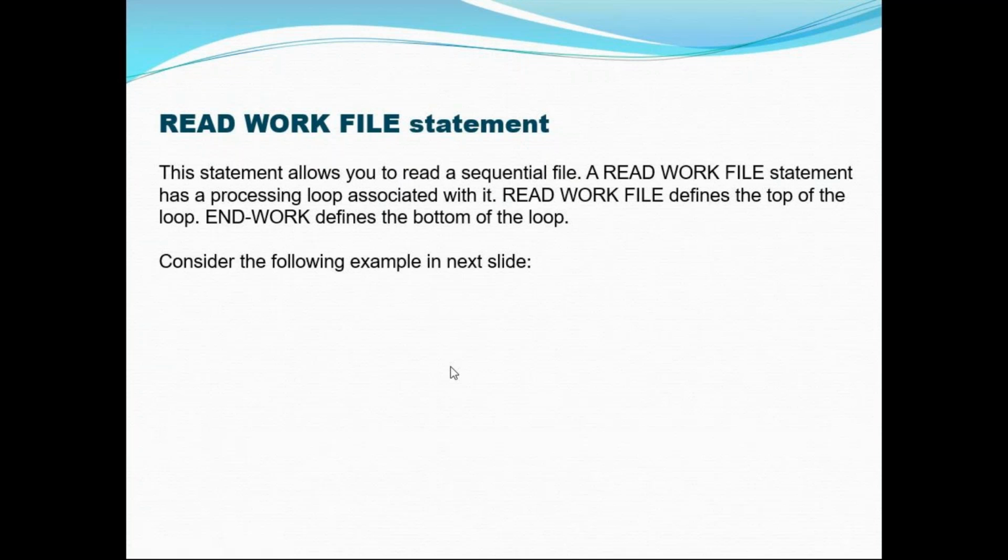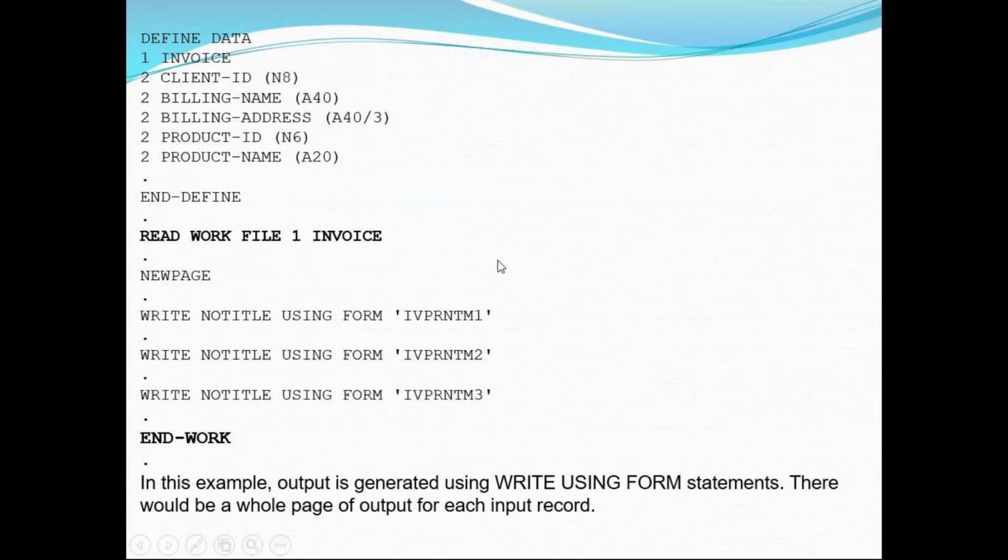But normally, when it comes to Natural, it is called a work file. How are we going to read the file? We don't have any file section, where you need to define a file and say in which access mode you are going to read the data, like sequential mode, dynamic mode, or update mode. We don't have any concept like that in Natural.